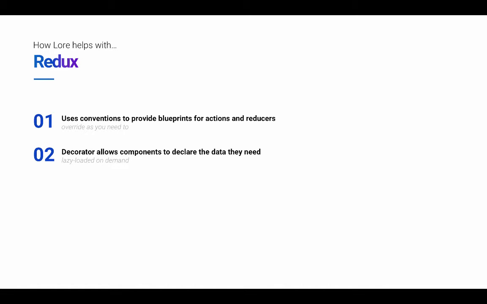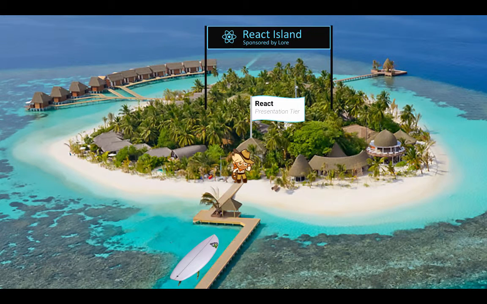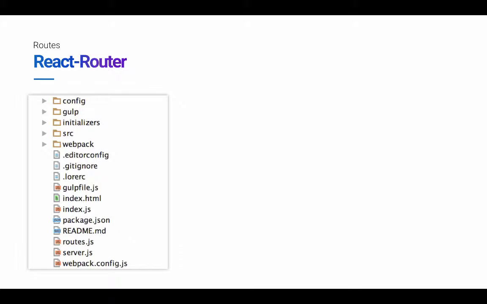Lore also has a decorator that allows components to declare the data they need, which is then lazy loaded on demand. Now, while we didn't talk about this point, all of this is in fact highly configurable, and Lore is capable of interacting with multiple API servers and can change many settings on a per model basis. In summarizing all of that, Lore basically allows you to ignore Redux until the needs of your application demand that you can't. So our next stop on the island is React Router.